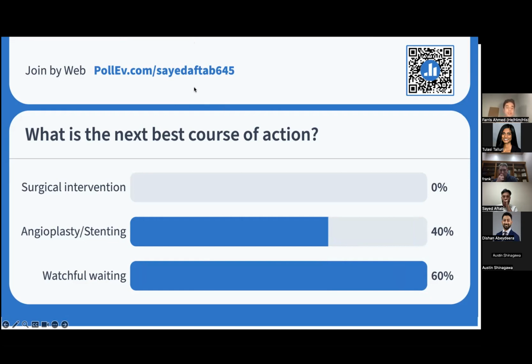All right, it's looking close between watchful waiting and angioplasty stenting. Kind of depends on how you treat it. We were looking for angioplasty stenting because of that presence of the claudication. But it just depends on the case and how the patient presents. And that's going to be a segue into discussing our article and how to approach patients of that nature.